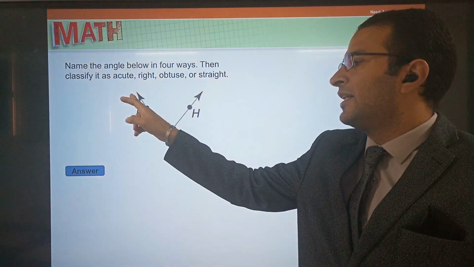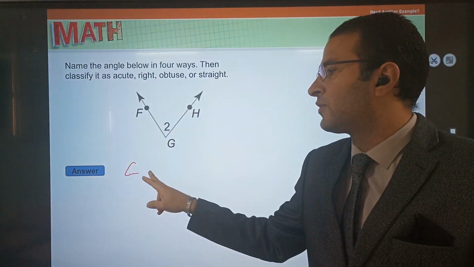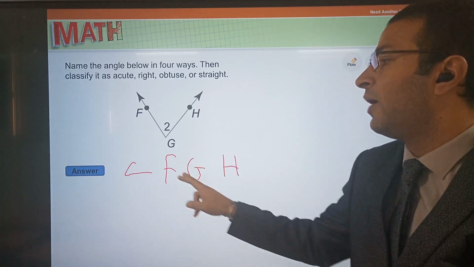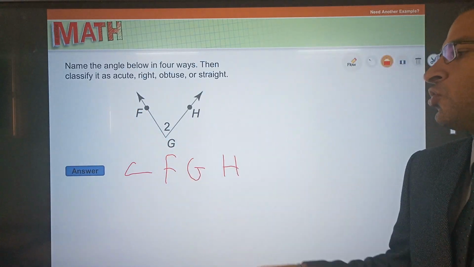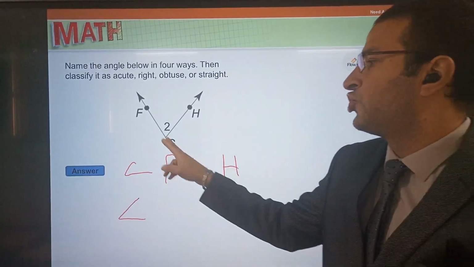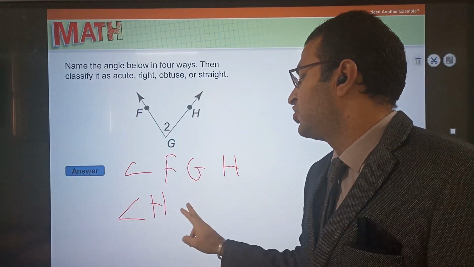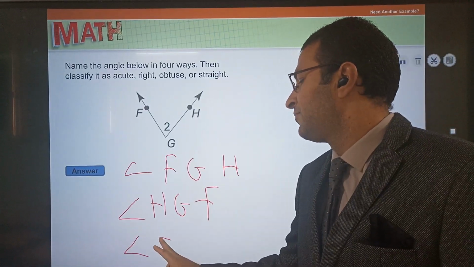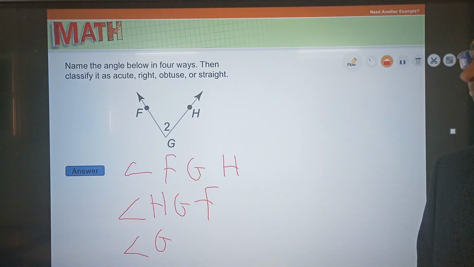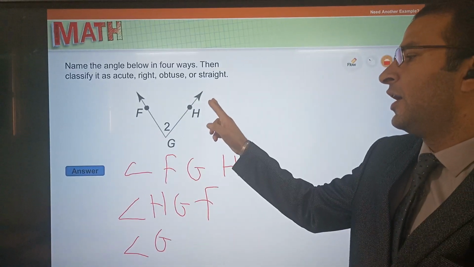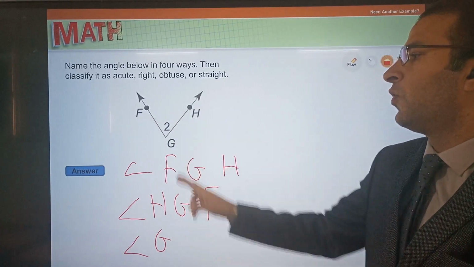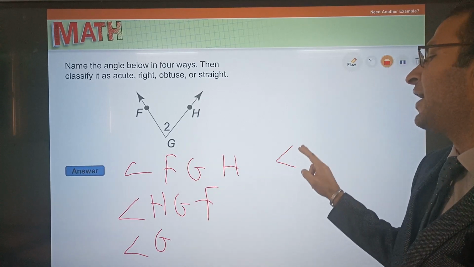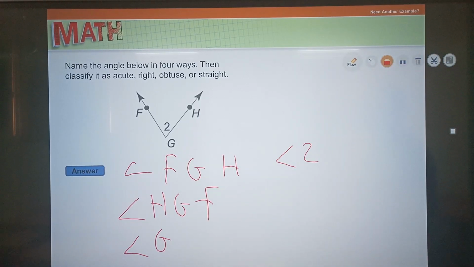This one I can read this way. I can read it angle what? Look, F, G, H. Again, F, G, H, or angle H, G, F. Or we can call it only angle G. So again the name H, G, F, or F, G, H, or angle G, or I can call it angle 2. What is the type of this angle?